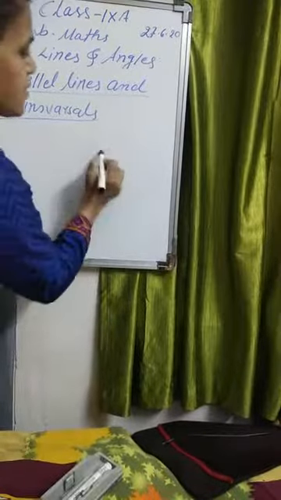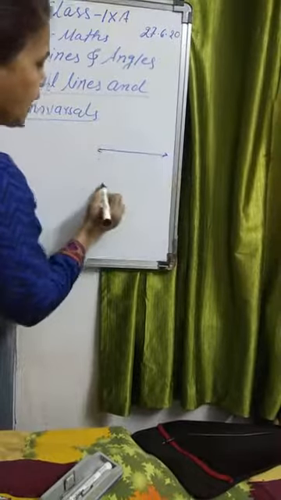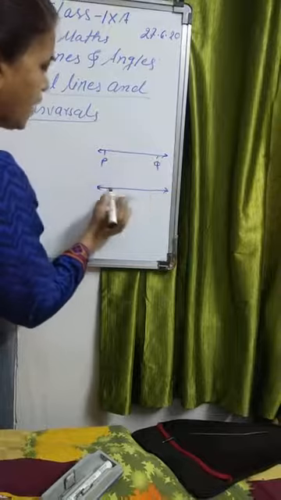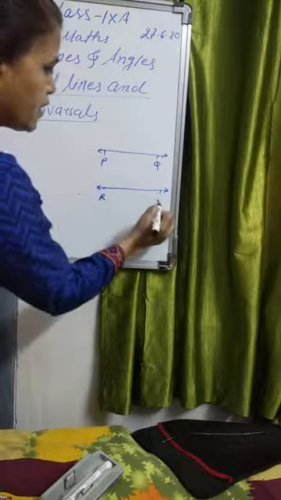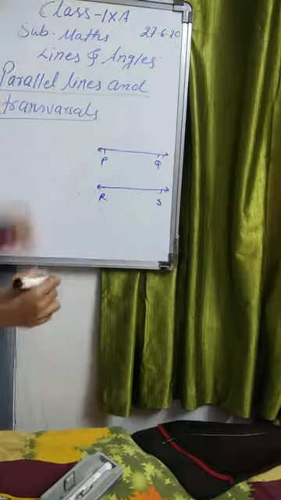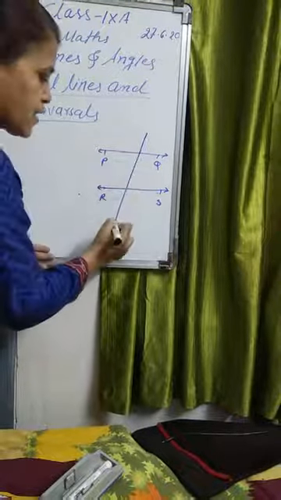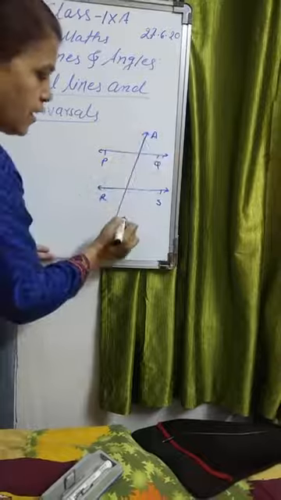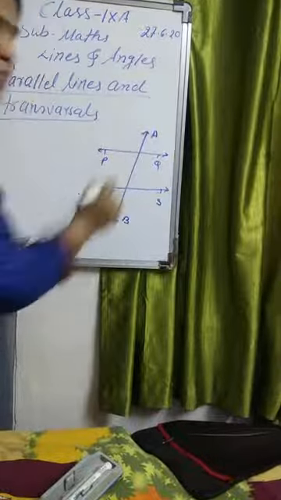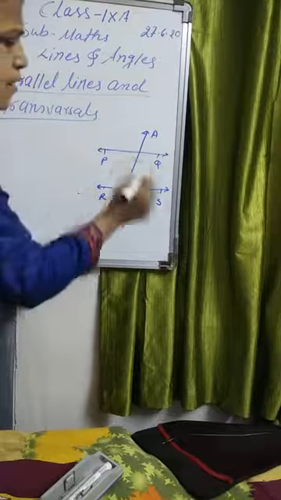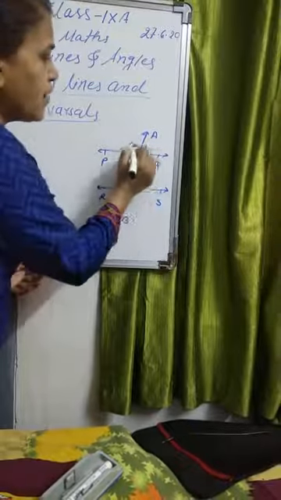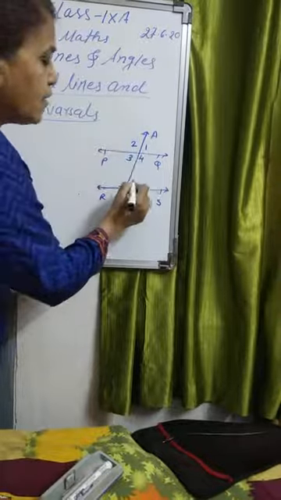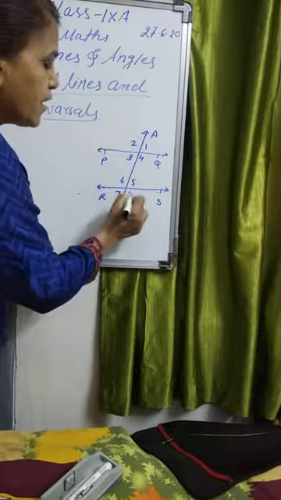Now see, now draw two parallel lines. Suppose these two lines are parallel to each other, line PQ and line RS. These are the two lines and they are parallel lines. And if AB is the transversal, is it clear? Give the names. Suppose this is angle 1, this is angle 2, this is angle 3, this is angle 4. This is the 5, 6, 7, 8.